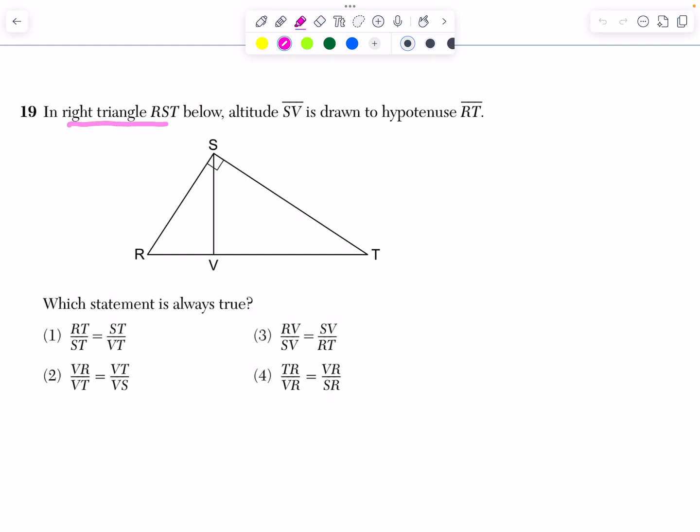In right triangle RST below, altitude line segment SV is drawn to hypotenuse RT. So it says altitude line segment SV, which means I should draw a right angle at that part, because an altitude is always perpendicular to the other side. Okay, next part it says, which statement is always true?